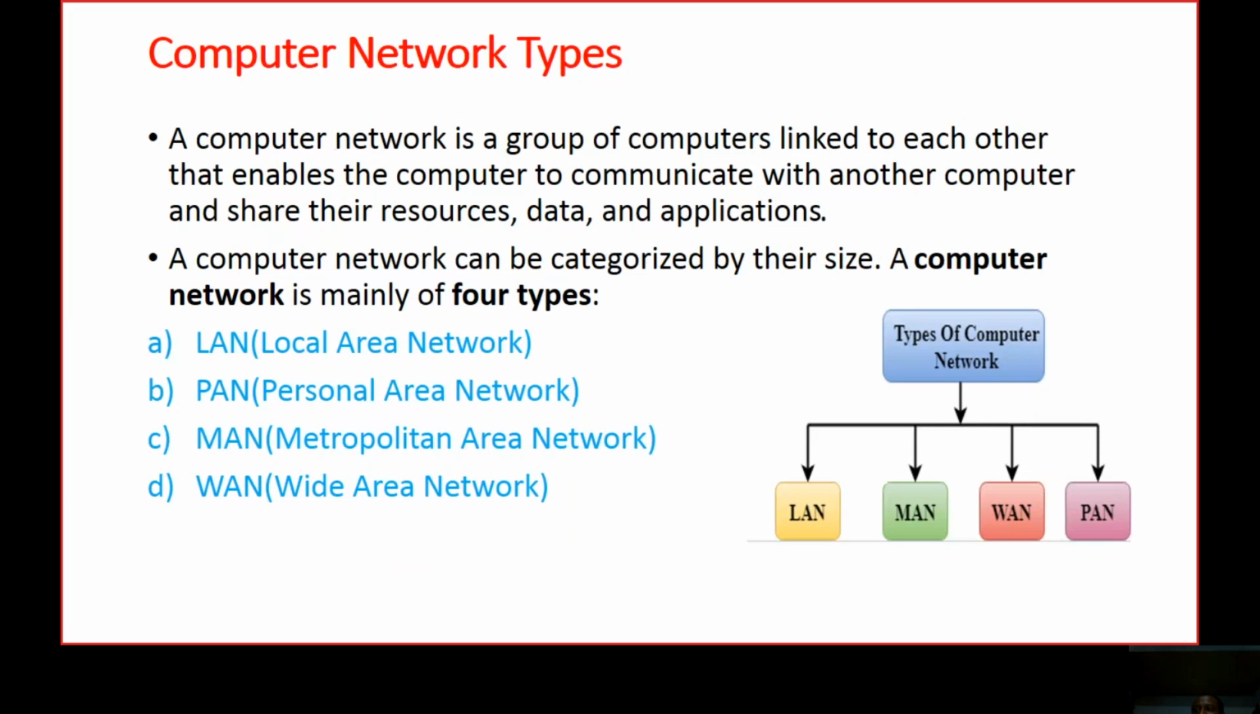Computer network. We have different types of computer network, but we are going to look at four types. As we have said, a computer network is a group of computers linked together so that they can share information or communicate. We have LAN, which stands for local area network, PAN, personal area network, MAN, metropolitan area network, and WAN, wide area network. So let us look at them in detail.